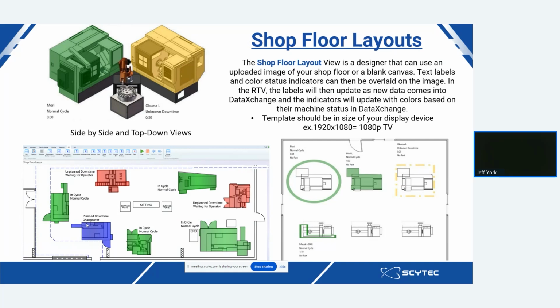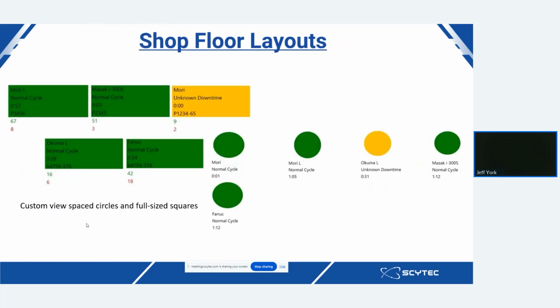The best viewing for this is whatever device is going to be displaying your shop floor layout; you need to have your imported image sized for it. So if you have a TV that is 1080p, you're going to want your shop floor template to be 1920 by 1080. I'm going to show you in a minute how you can design all this, but first I'm going to go over a few other things and verbally describe how you can set this up, and then visually show you.